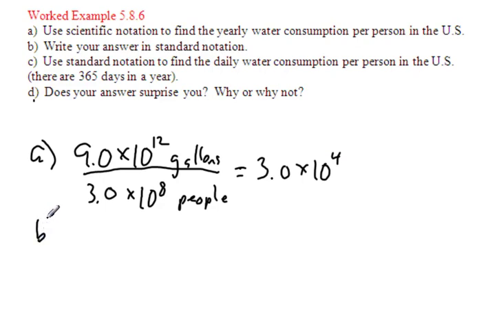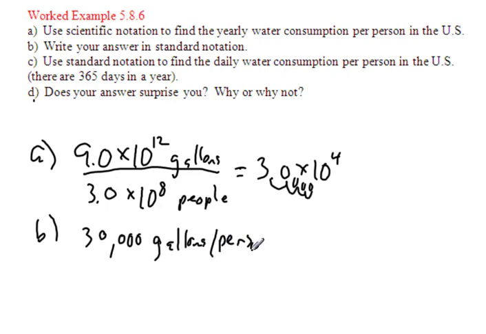So, in part B of this problem, we're asked to write our answer in standard notation. So 3.0 times 10 to the 4th means we write our answer by moving the decimal 4 times to the right. Positive exponent, big number, move to the right. 1, 2, 3, 4. So we're going to need zeros in all of our empty spaces. So we end up with 30,000 gallons per person in a year.